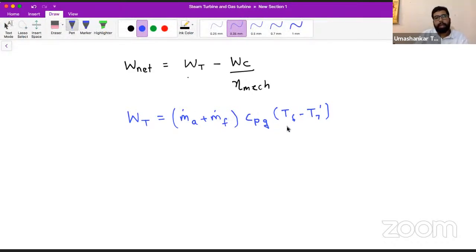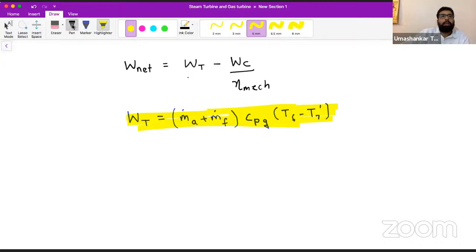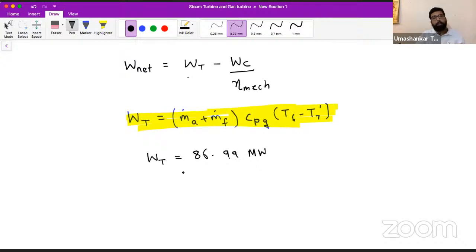And we have all these values; we have calculated all these things. And let me tell you, this is very, very important. People might make mistakes here. That is why I took this much big question, so that everything will be covered in a single question, and the actual gas turbine cycle will be clear to you. So from this, if you put all the values, we will be getting 86.99 megawatt.